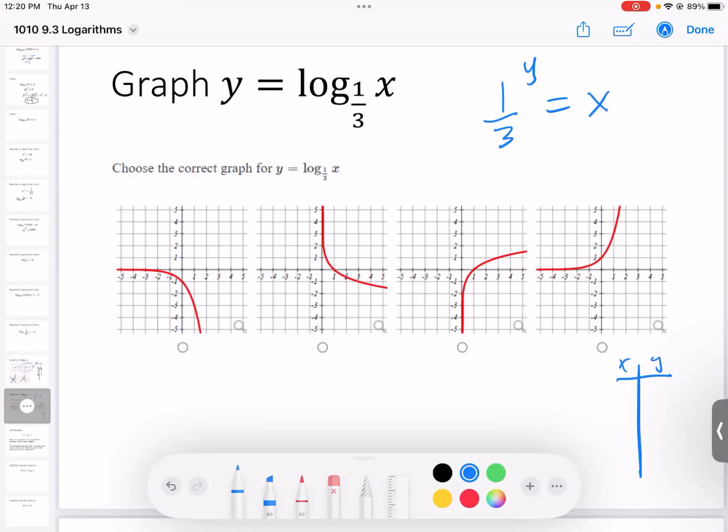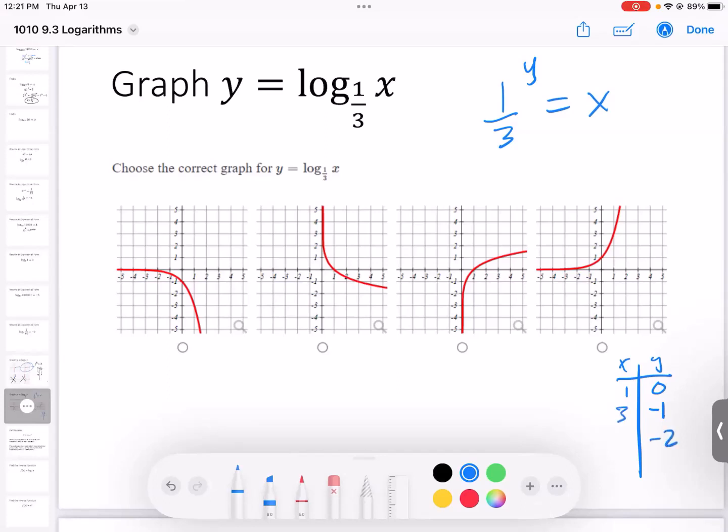So what are some solutions that would make this true? Okay, 0 for y. Perfect. So when y is 0, x has to be 1. What would be another easy number to plug in? Okay, -1 for y, I'm assuming. If y is -1, then you basically do the reciprocal of 1/3, which would be 3, because that's what negative exponents do. And then an exponent of 1 will just raise it to the first power, which would give you an output of 3.